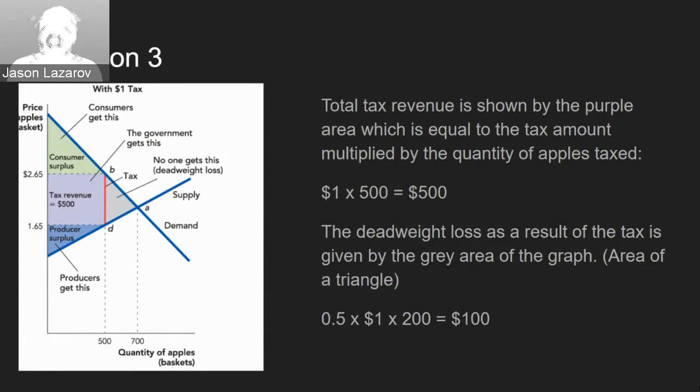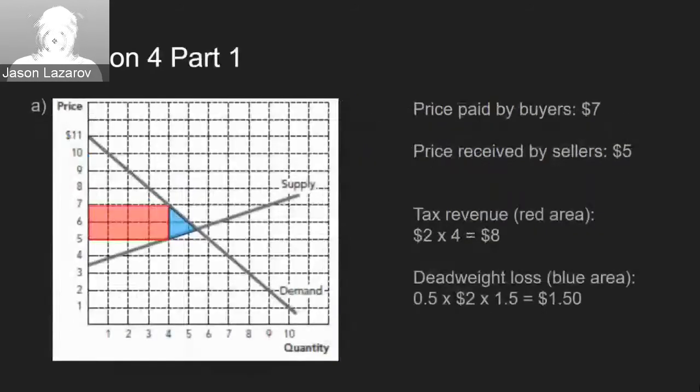And the deadweight loss is represented by the gray area between the tax wedge and the equilibrium point, and that is equal to the area of a triangle, which is a half times the $1 tax times the quantity between the equilibrium and the tax wedge. So a half times $1 times 200 is $100 of deadweight loss.